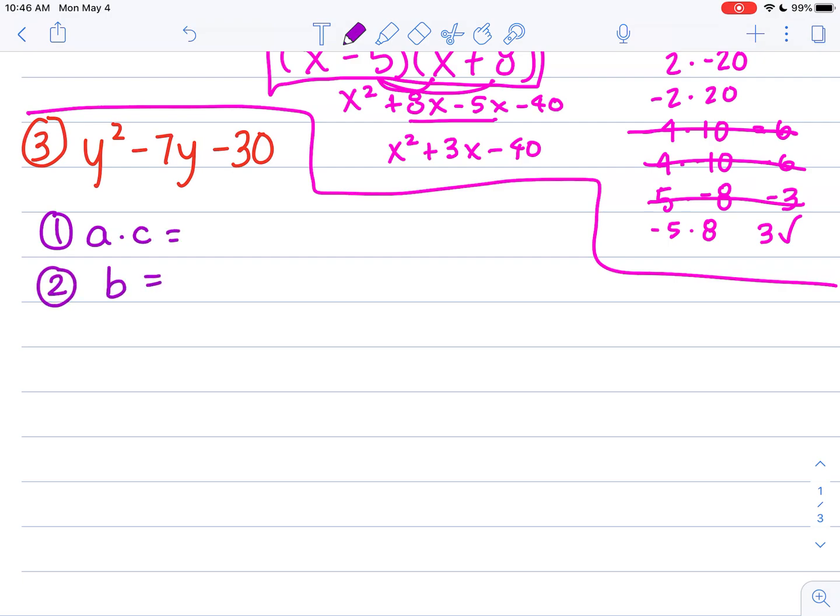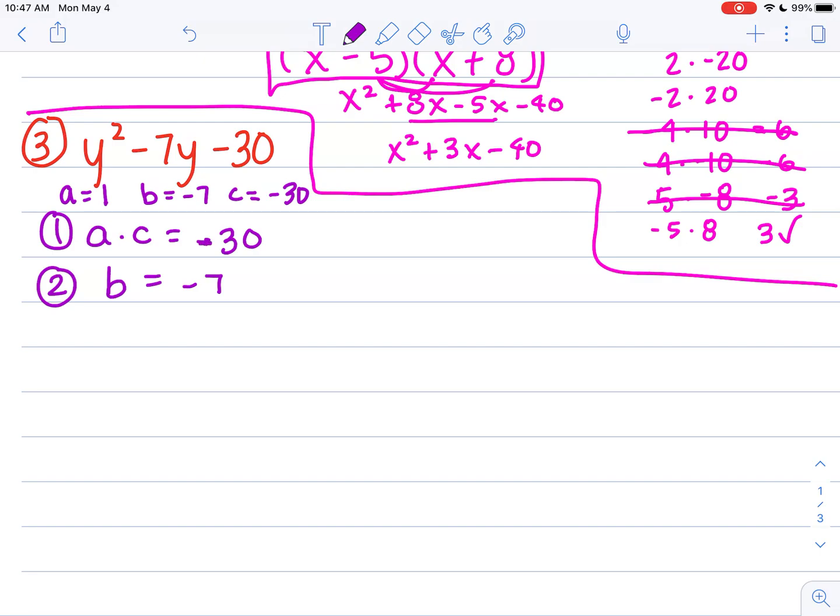Second step, B. Okay, let's write out A, B, and C. So the number in front of y squared is 1. So A is 1, B is negative 7, and C is negative 30. So A times C is 1 times negative 30, which is negative 30. B, we just read it how it is, which is negative 7.